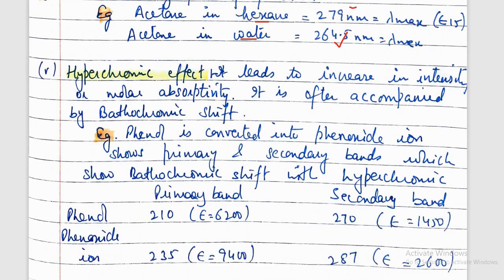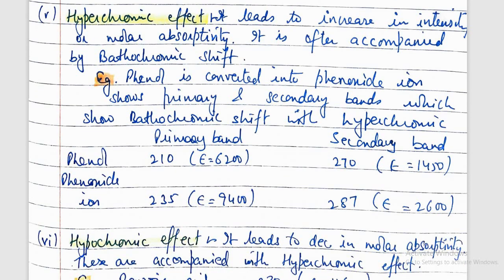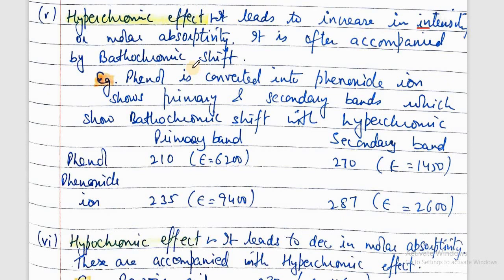So next is the hyperchromic effect. In the hyperchromic effect, as we have seen, it is vertical, that is no increase or decrease in lambda. It leads to an increase in intensity, that is upwards, or molar absorptivity, and it is often accompanied by bathochromic shift. When a bathochromic shift generally takes place, a hyperchromic shift also takes place and intensity also increases. So let us take the example of phenol.